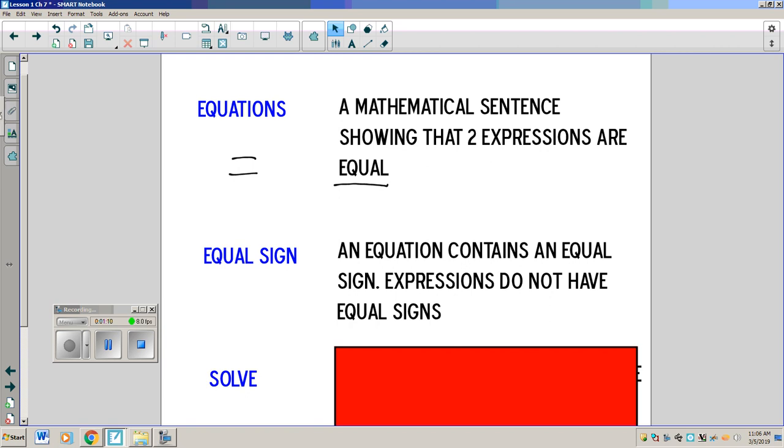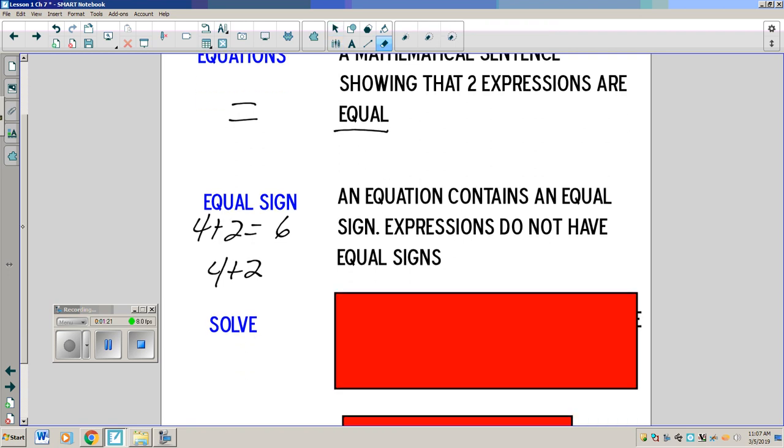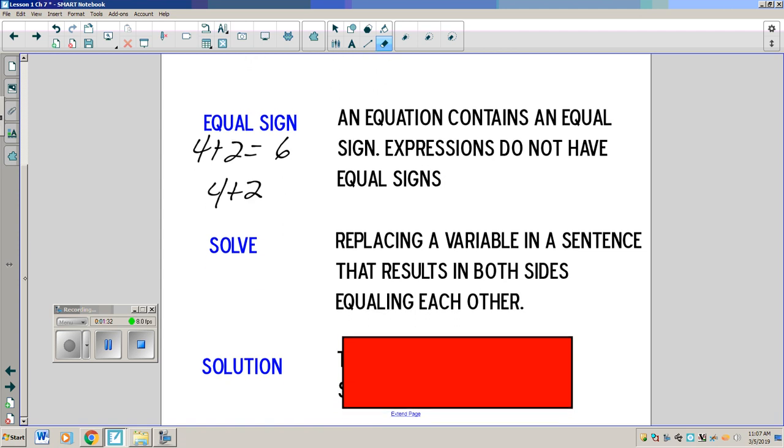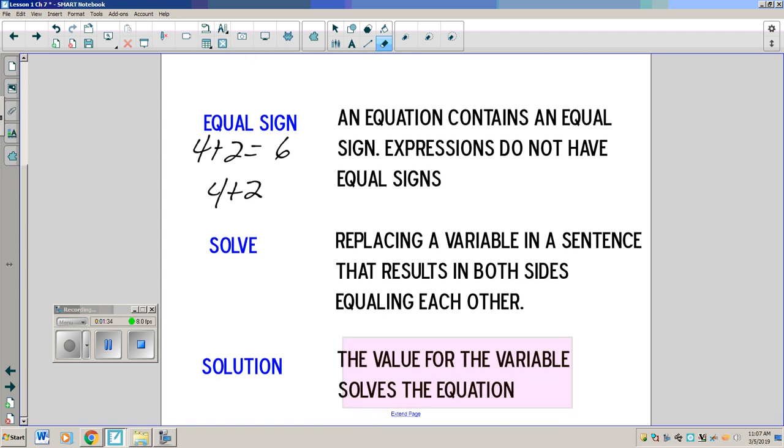4 plus 2 equals 6 is an equation. 4 plus 2 is an expression. When you solve, you are replacing a variable in a sentence that results in both sides equaling each other. And then the last one for lesson 1, the value for the variable solves the equation. Get those 4 written down before you move on.